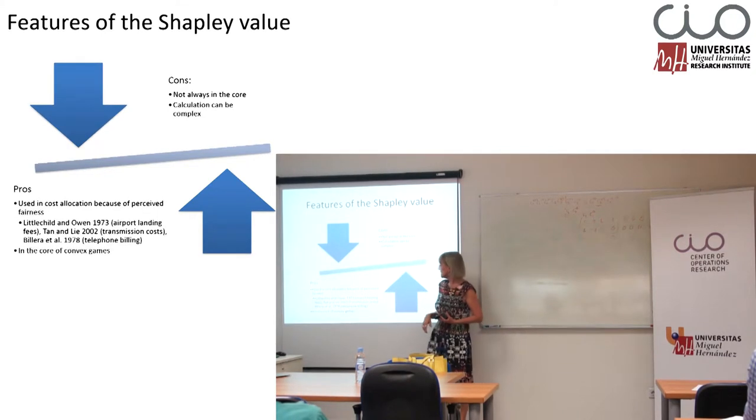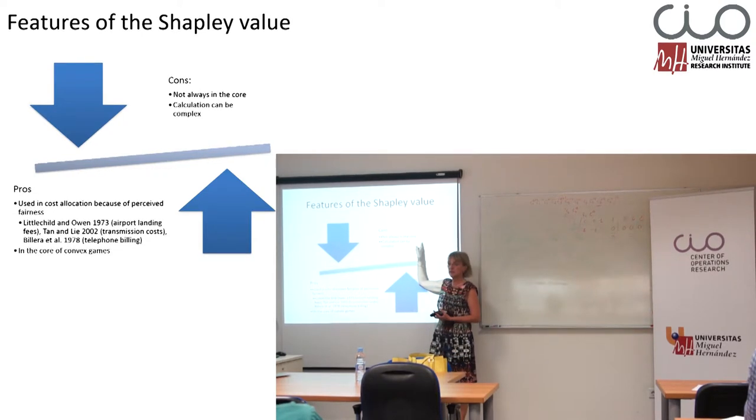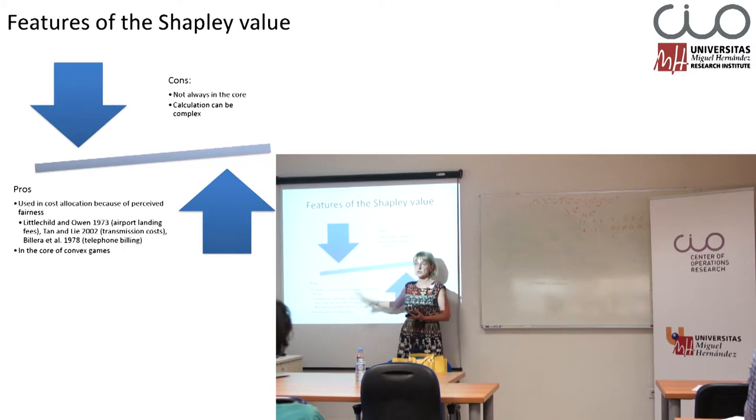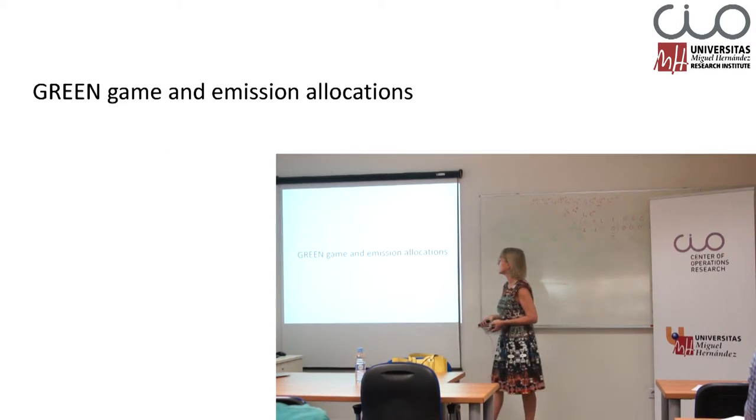And one additional thing is if the game is convex, we actually get rid of this first negative attribute, because for the convex games, Shapley value does belong to the core, so we get rid of this. But we would still be left with these possibly complex calculations.